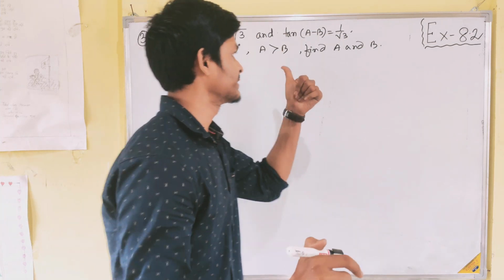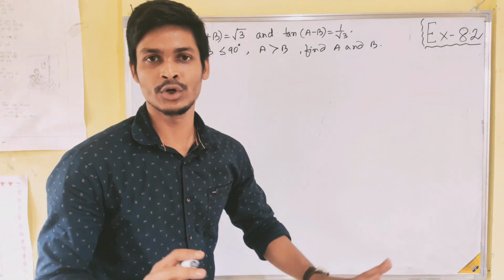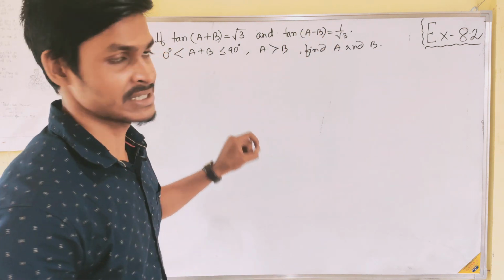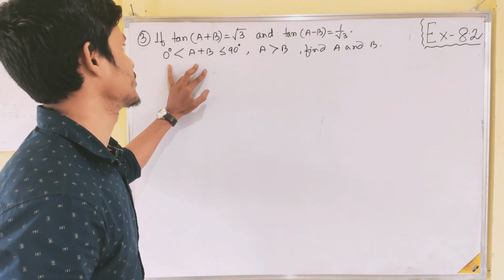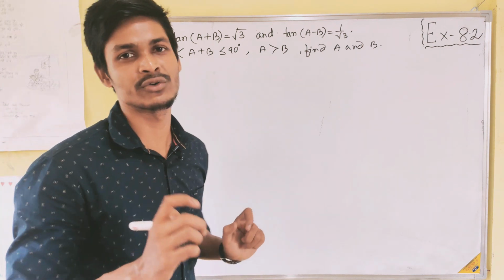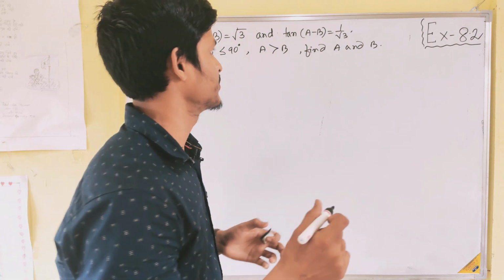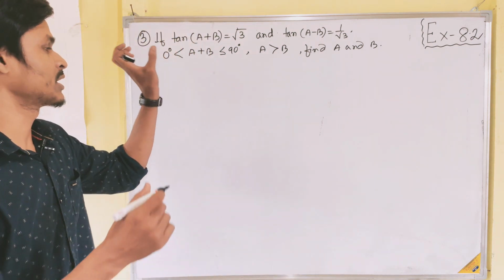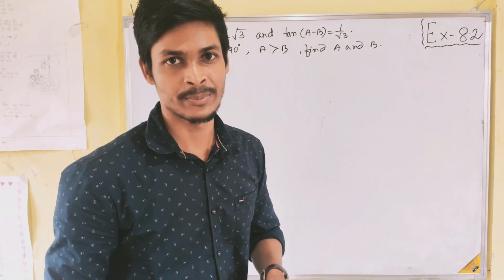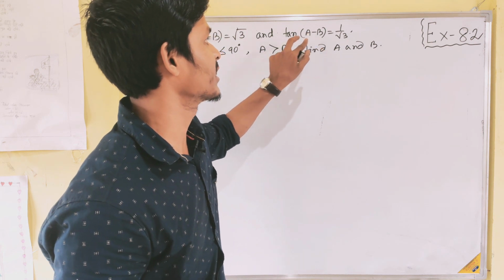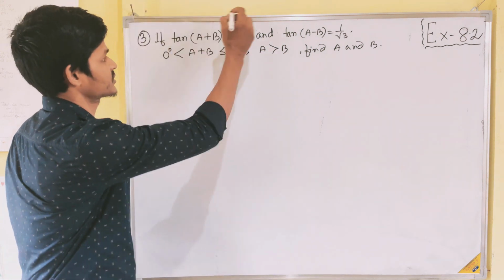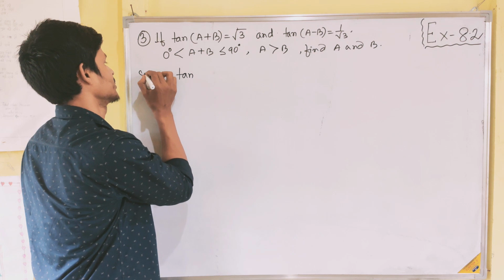Okay. Now number 3, the question is: if tan of (A plus B) equals root 3 and tan of (A minus B) equals 1 by root 3, and here some conditions are given, that is A plus B is greater than 0 degree and less than or equal to 90 degree. If you add the angles A and B, the value must be greater than 0 degree and less than or equal to 90 degree, and A is greater than B, because A minus B is written here, so that's why A must be greater than B, and you are to find A and B.